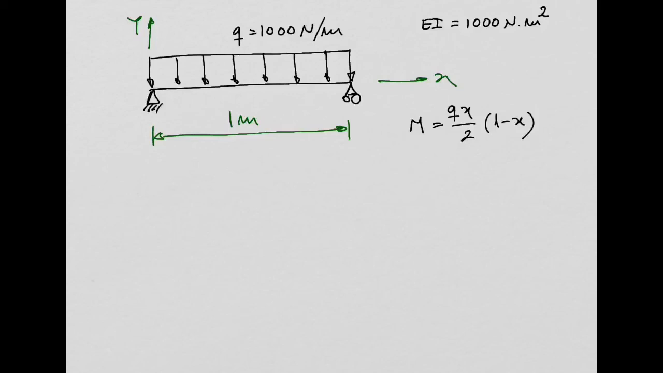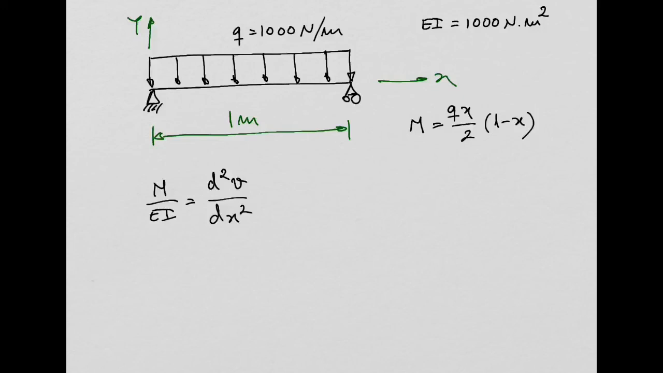And the bending moment over EI needs to be equal to the second derivative of the deflection with respect to x squared. So this comes from beam deflection. We have been using this before.